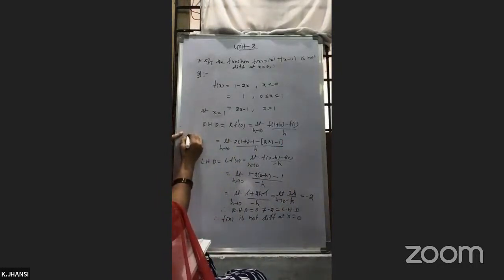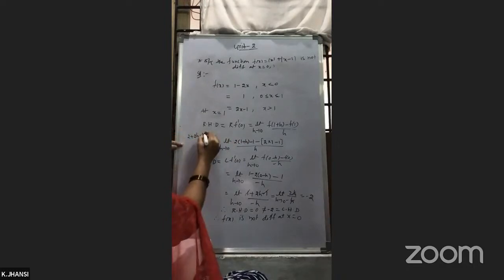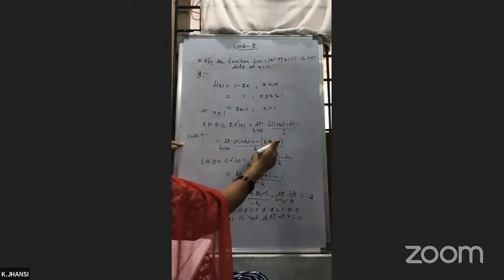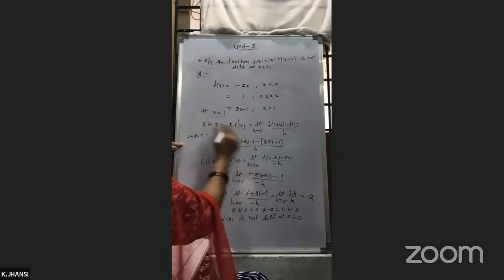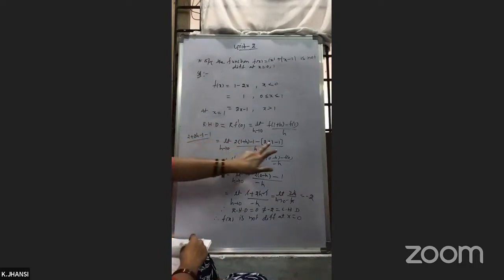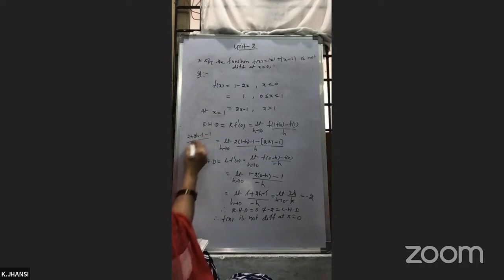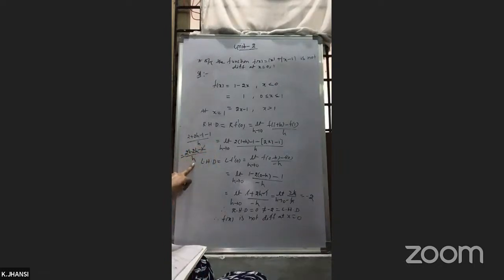So this is 2 plus 2h minus 1, minus 2 into 1 is 2 minus 1, means 1. So it is minus 1 by h. So what you will get is 2 plus 2h, and this is minus 2 by h. So 2 will get cancelled. So what is remaining? 2h by h.